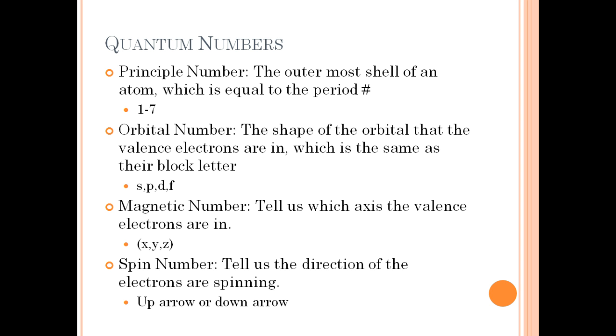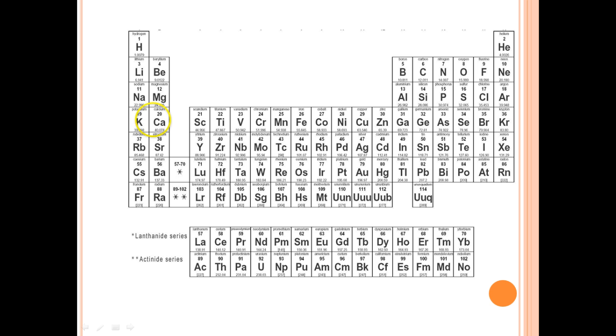So to understand this, there's a set of quantum numbers, and there are 4 main numbers. The first number is going to be the principal number, and it's the outermost shell of an atom, which is equal to the period number. Remember, periods are going to go horizontal, so that's going to be 1 through 7. So right down here, so these are going to be our periods and our quantum number. Yep, our first quantum number.